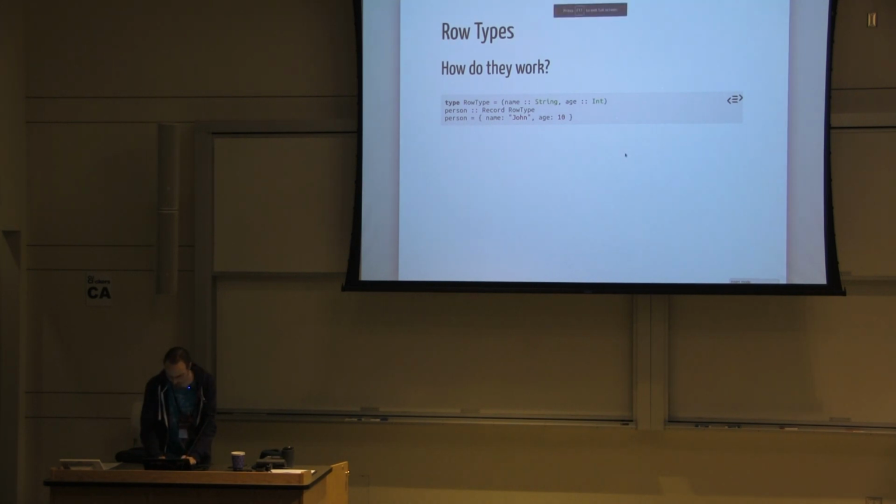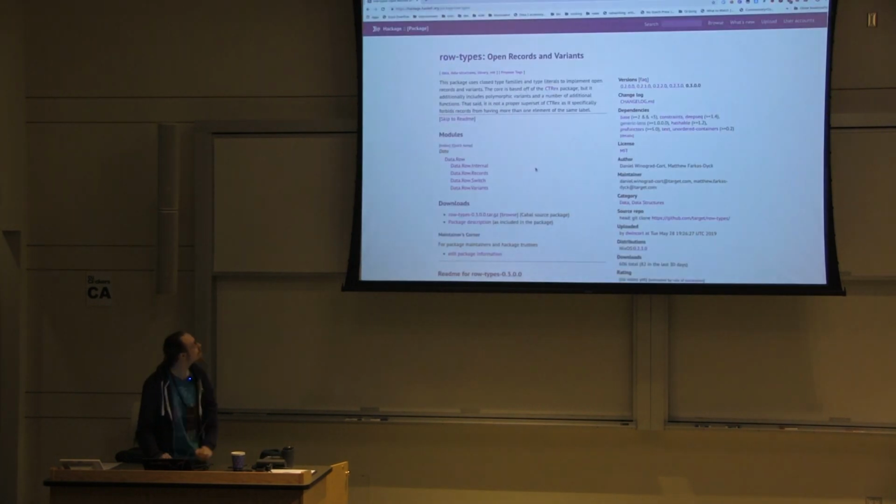What's the name of the library? Some row types, and it's a form of C type.